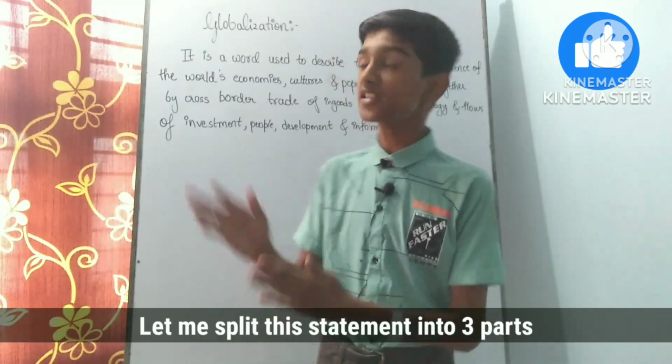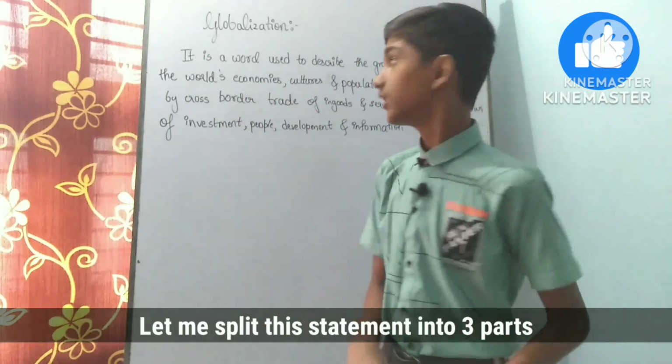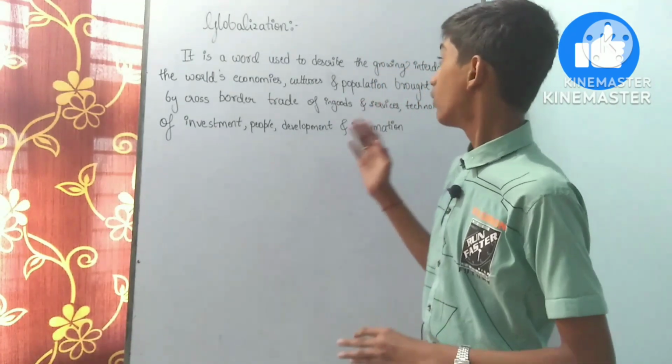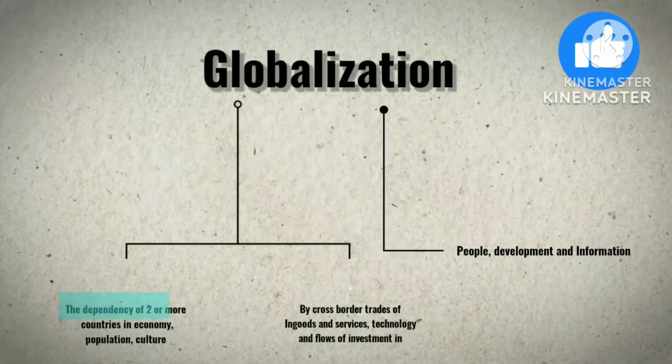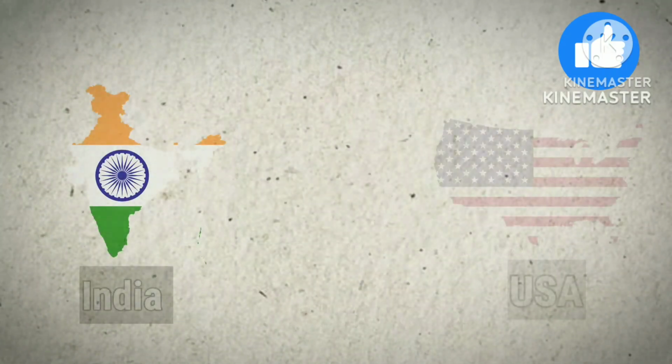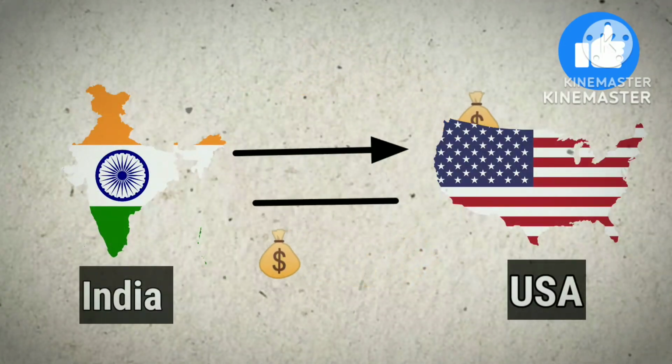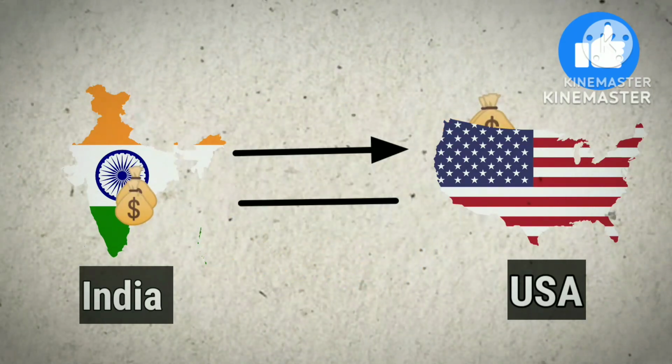Now, let me divide this statement into three parts. The first part is, what is the word used for? It is used to describe the growing interdependence of two economies, or in simple words, two countries. Let's take an example of a country XYZ and a country ABC. This country is dependent on this, and vice versa is also true.